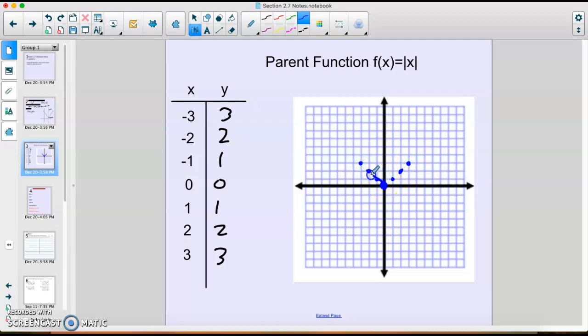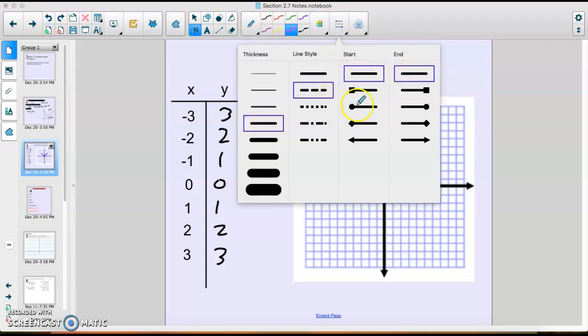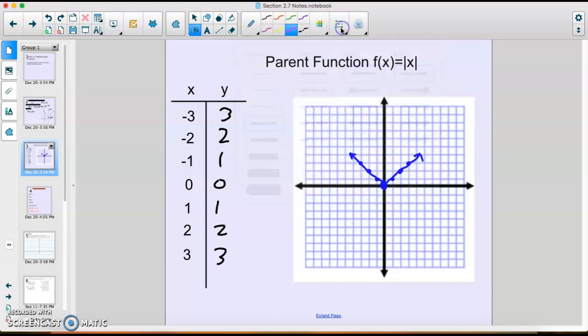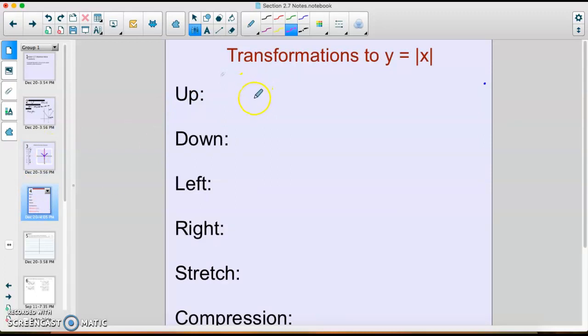And it's coming out from here. Remember your arrows, because it's going on forever and always. And if we wanted to draw our axis of symmetry, that would be your axis of symmetry, the y-axis. All right, so we can change this graph. We can change it around.